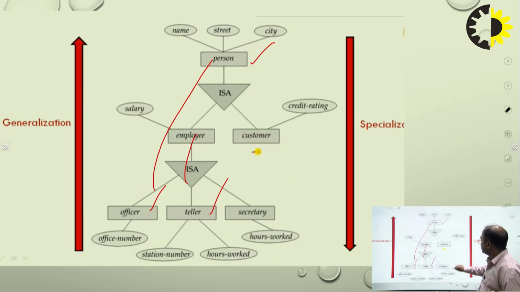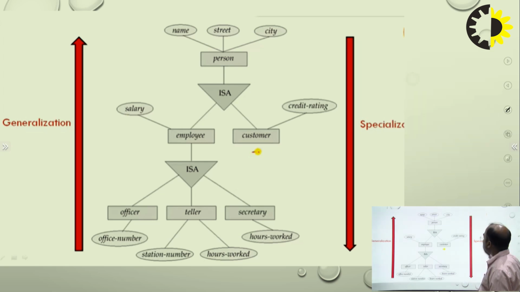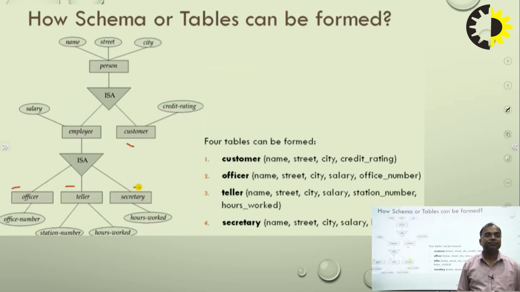Okay. Is there anything that you do not understand? I think it's very clear to all. Now, next, how schema and tables can be formed with the help of these diagrams.